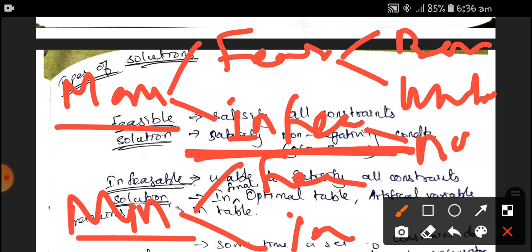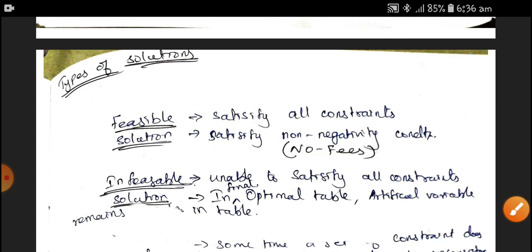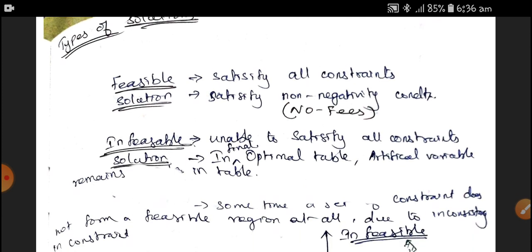If it is bounded, there are unique and multiple solutions. If it is unbounded, there are infinite solutions, as in a maximization problem. In a minimization problem, if it is bounded, it has unique and multiple solutions. If it is unbounded, it has a unique solution. Like that we have different types of solutions available in the LPP problem. What is meant by a feasible solution? It satisfies all constraints and the non-negative conditions. An infeasible solution is one that is unable to satisfy all constraints. In the final optimum table, the artificial variables remain in the table. So that is called infeasible.